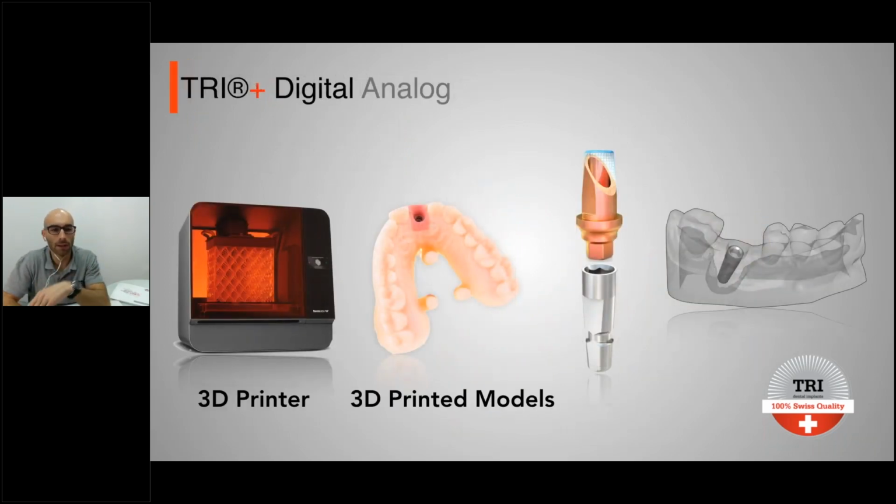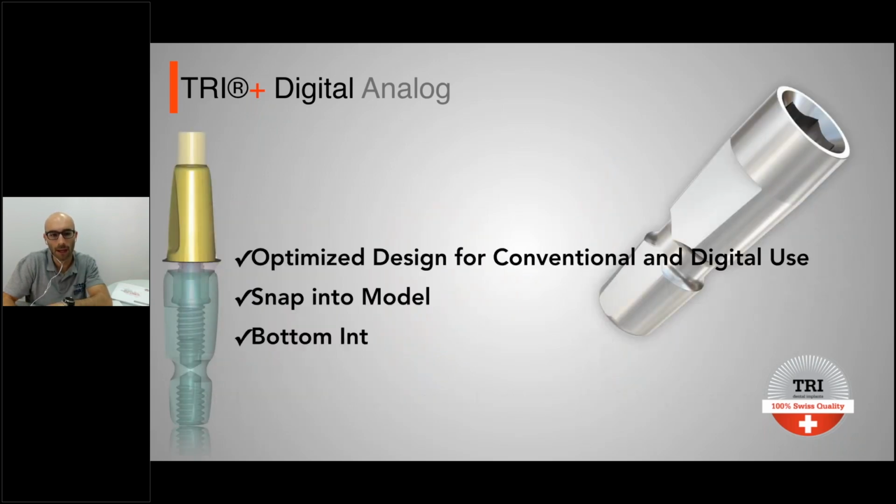So I want to say a few words about the digital analog. Of course, you need a 3D printer to create this model. And then in the CAD software, you can design exactly the seat on the model where this digital analog will be put. So as you can see, you have different benefits that you can use. The design is optimized for conventional and digital use. So you can also use this analog in the analogical and conventional way.